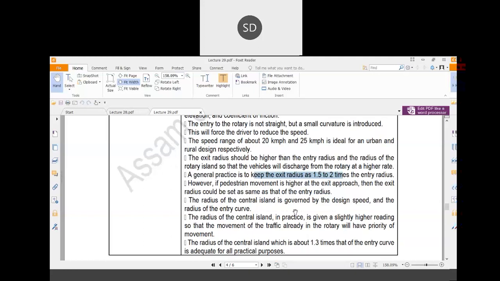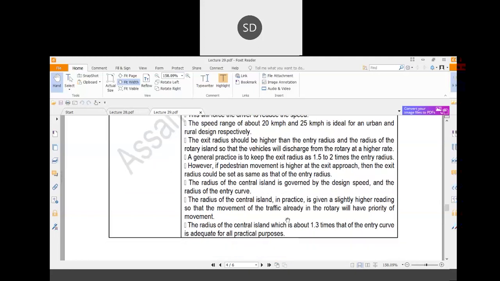Now the radius of the central island is governed by the design speed and the radius of the entry curve. So how much design speed you want to consider over there could be a governing factor in designing the radius of the central curve.